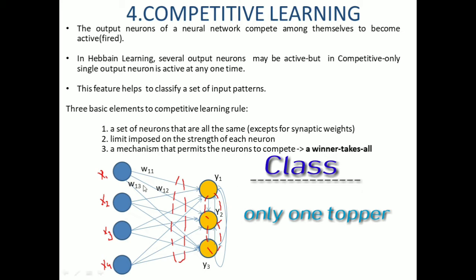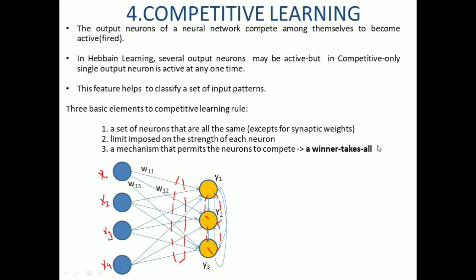The same happens in competitive learning also, that is, only one of the output neurons among these three neurons is going to win. Let us say, for example, y2 wins. So y2 will be active at the end of the iteration. So here one output neuron tries to inhibit all the other output neurons.